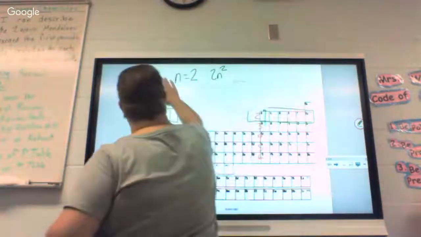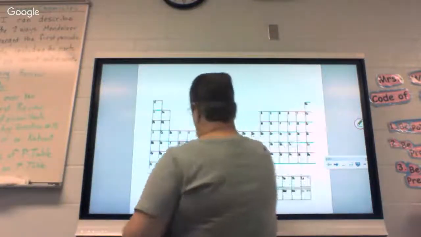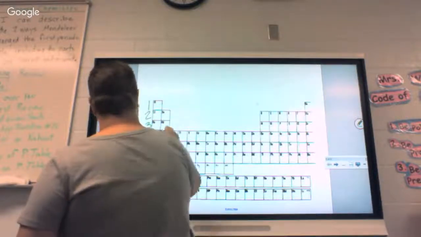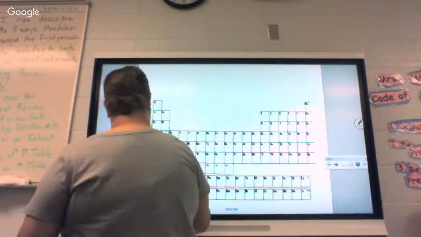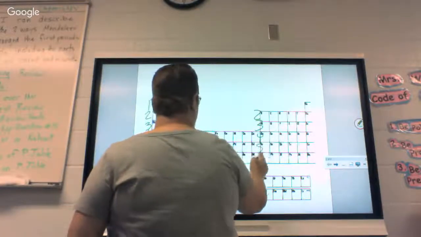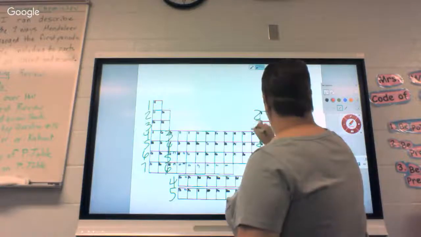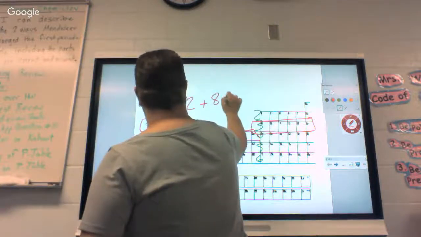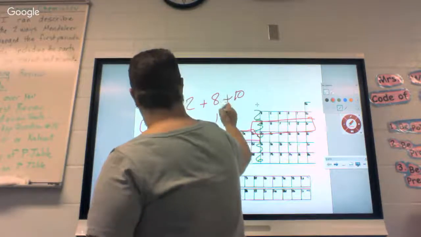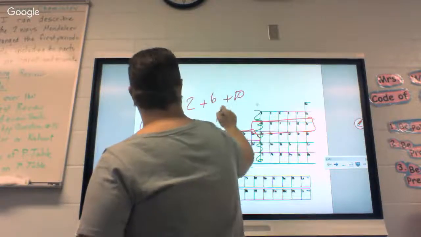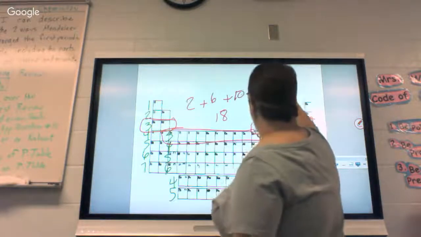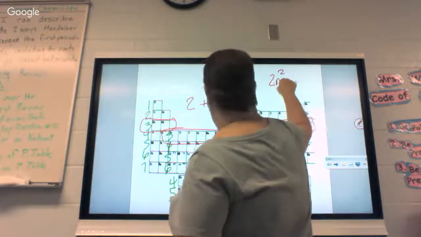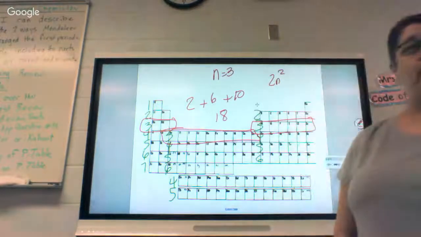Is it 10? I know, but I got scribble everywhere. 2 plus 6 plus 10 is 18. We can also use 2n squared when we say n equals 3. 3 squared times 2 is 18. Either way.